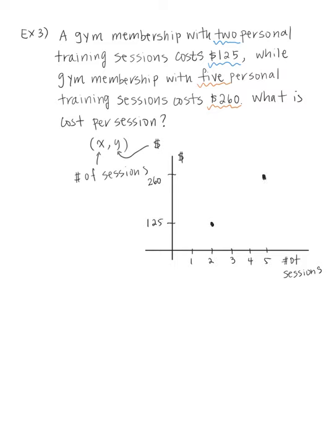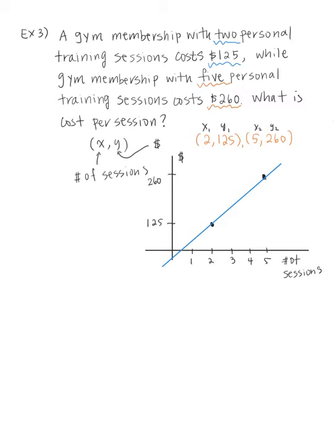Now let me draw a graph connecting those 2 points. And before I forget, let me just jot down what we're given. Sorry, I should have written that first. So we're given that 2 sessions is going to equal $125, and 5 sessions is going to cost us $260, right? So let's just call this maybe x1, y1, and then x2, y2.